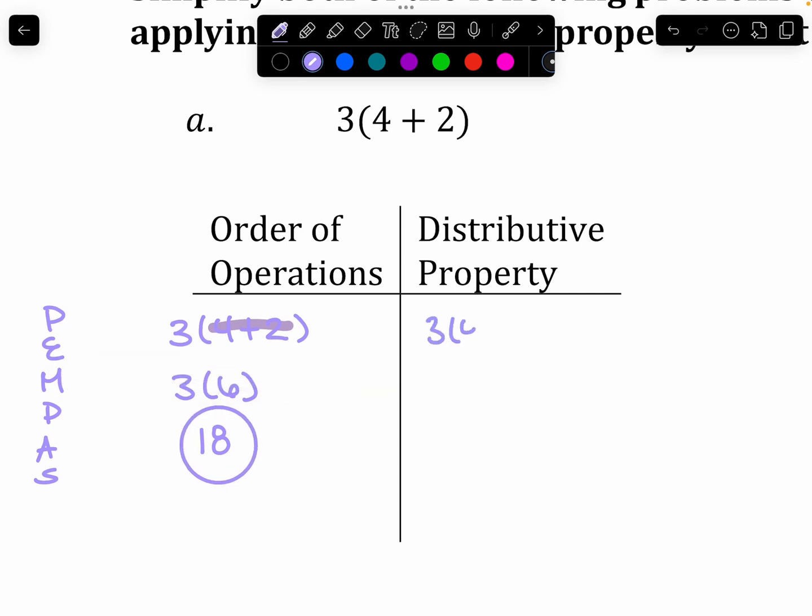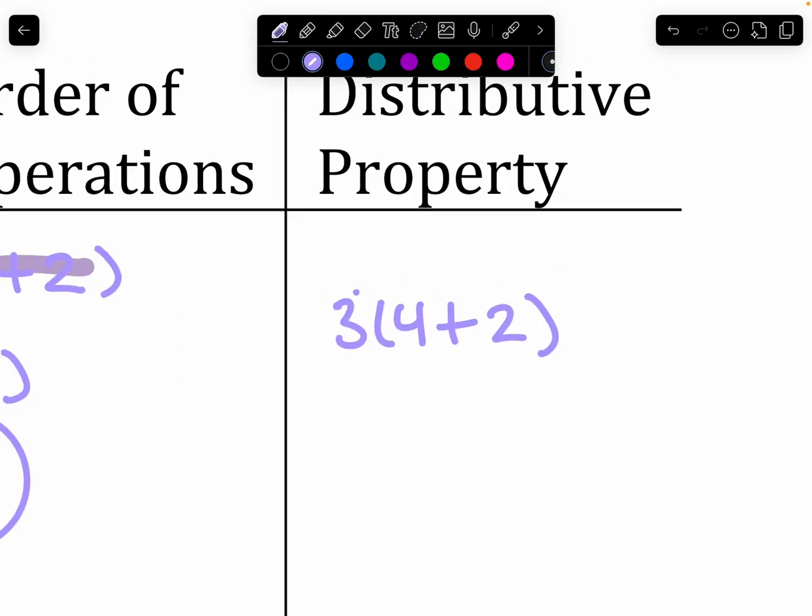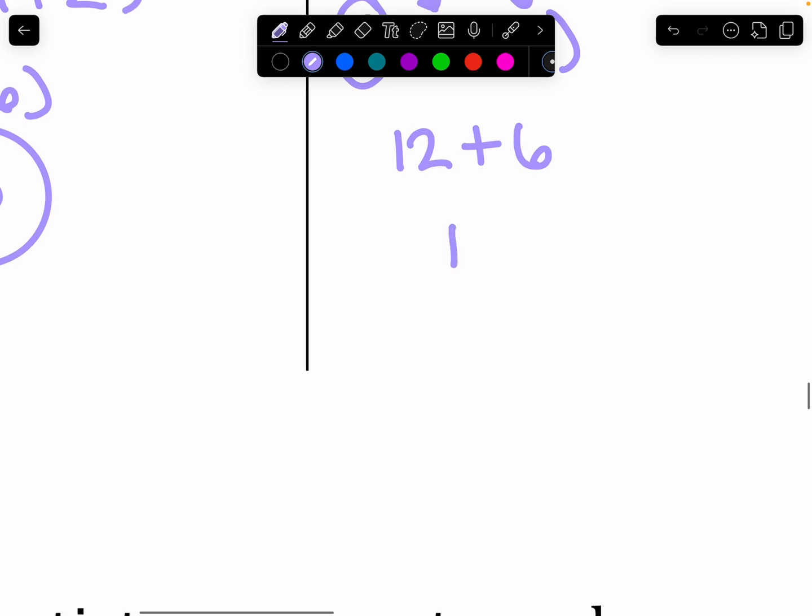Now I'm going to look at that exact same problem, but instead of using the order of operations, I'm going to use the distributive property. I'm going to start by distributing that number on the outside of the parentheses by everything on the inside of the parentheses. So this is going to be 3 times 4, which is 12. And then 3 times a positive 2, which is a positive 6. 12 plus 6 is 18.